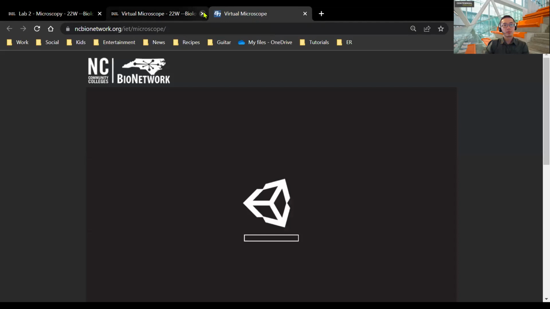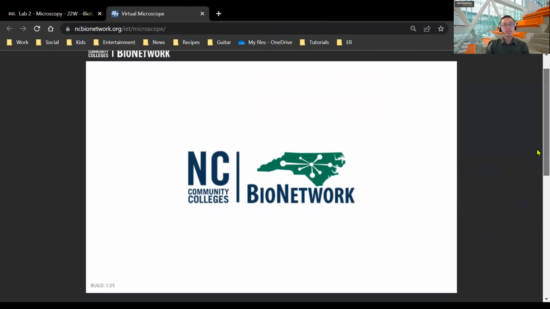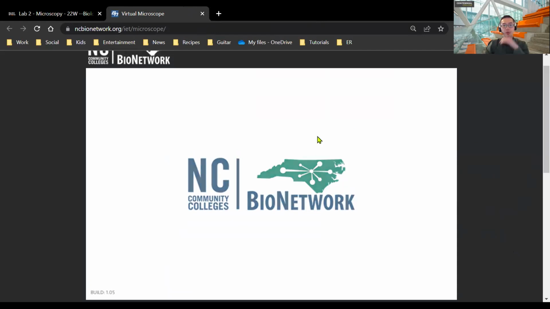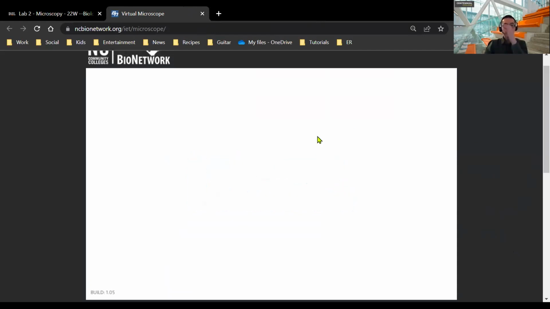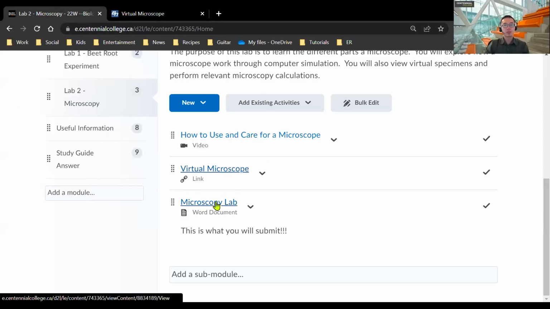You might have to click it twice. I'm not sure if it's going to run on your phone. It's definitely better on your computer. You actually have to take a lot of screenshots for this lab. This is loading, and the actual lab is right here, microscopy lab. So I will click on that.